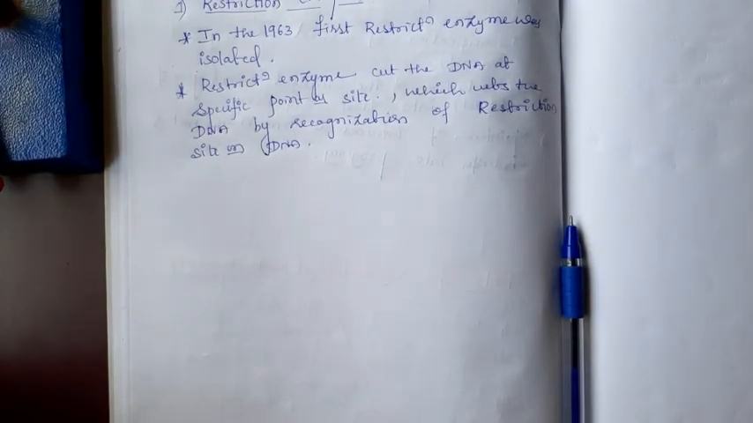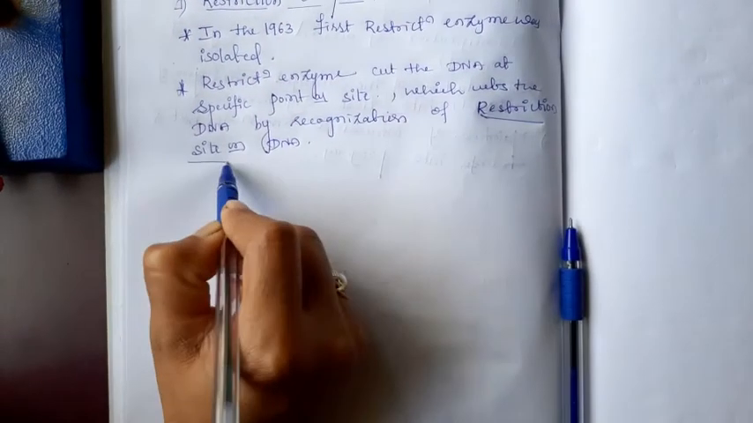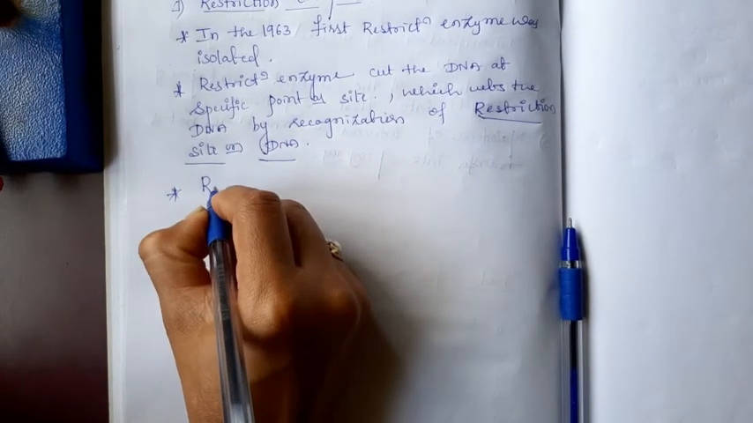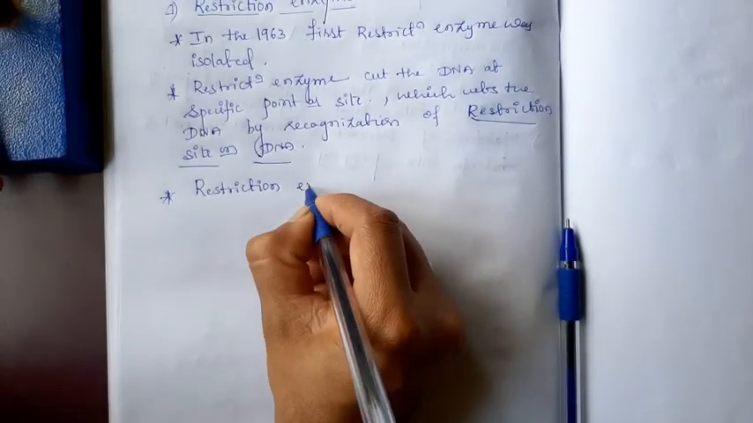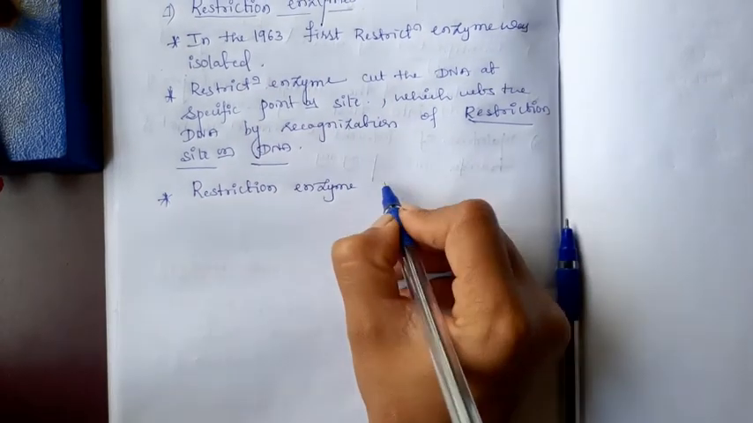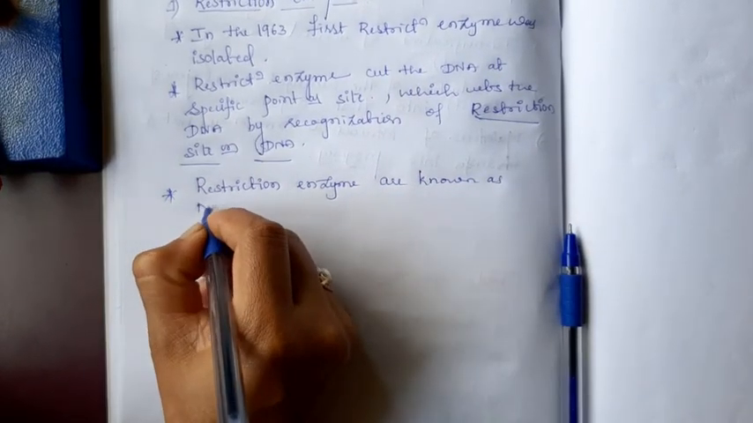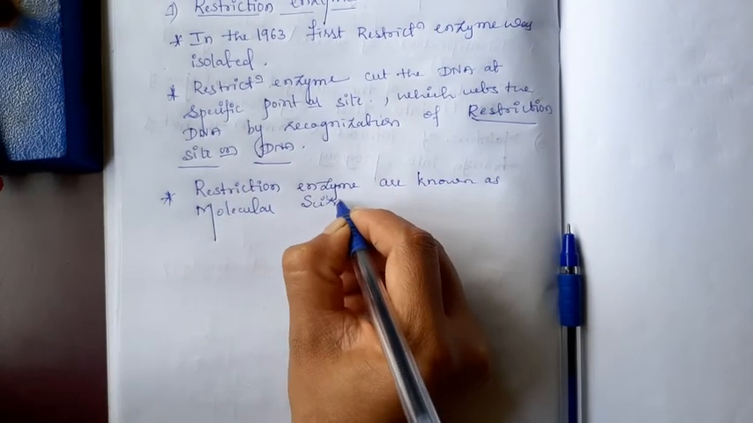To cut at a specific point, it must have some symbols. To cut at this particular point, the restriction enzymes have to identify particular sequences known as restriction sites which are present in the DNA. I will write here: restriction enzymes are known as molecular scissors.